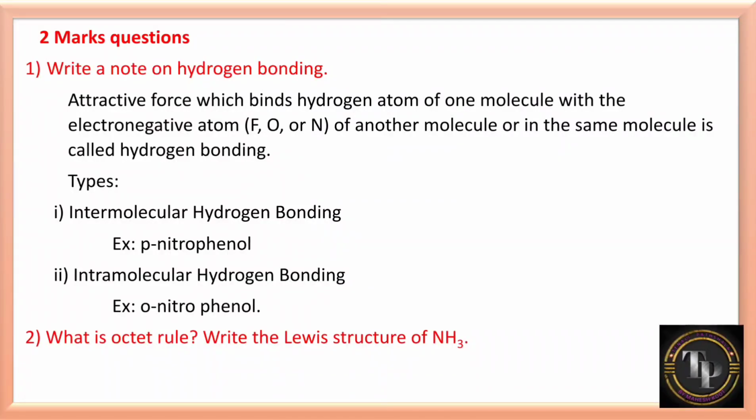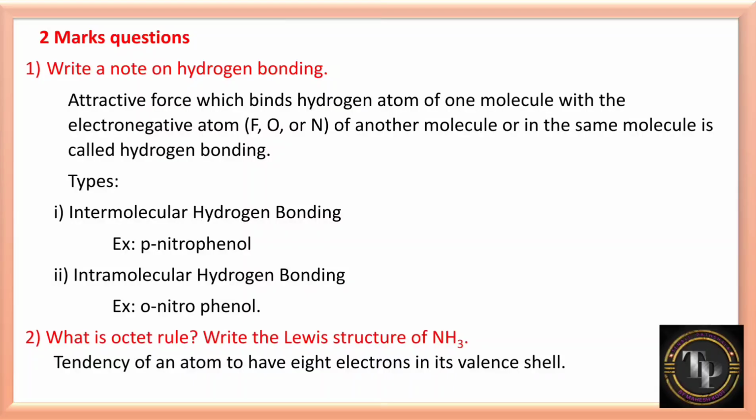What is octet rule? Write the Lewis structure of ammonia. The tendency of an atom to have 8 electrons in its valence shell, that is what the octet rule is. And this is a homework for you guys. You have to write the Lewis structure of ammonia.